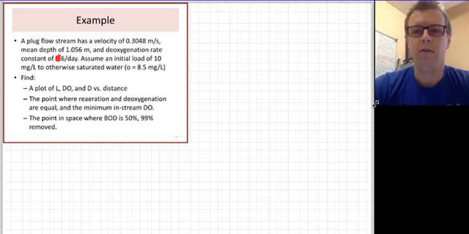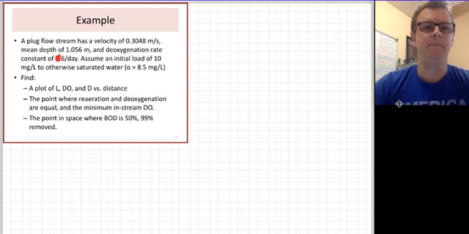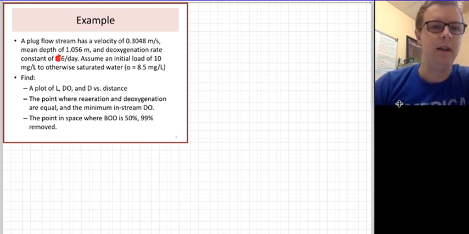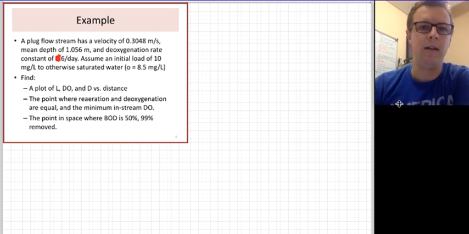I want to work through a Streeter-Phelps example with you today. So in the example problem, we are given a plug flow stream with a velocity and a depth, a deoxygenation rate constant of 6 per day. Pardon the typo, that used to say 0.6 per day.